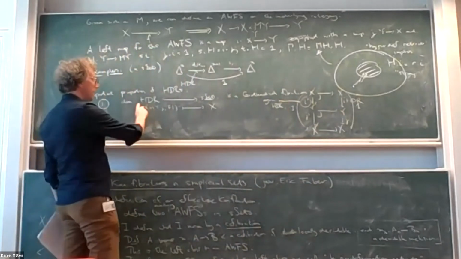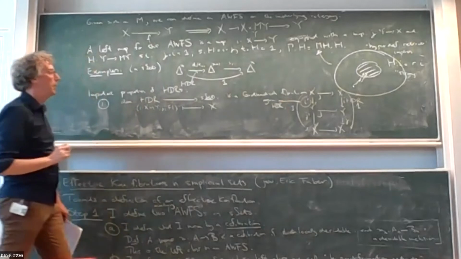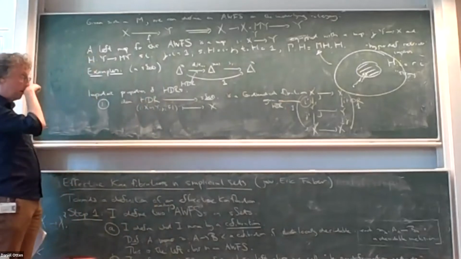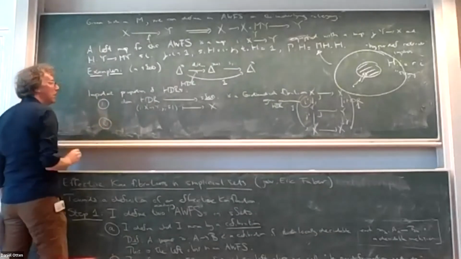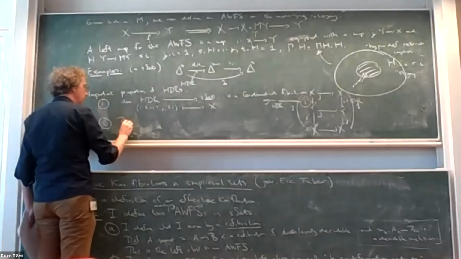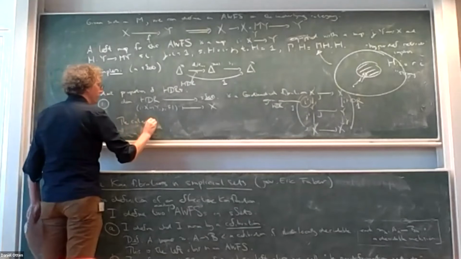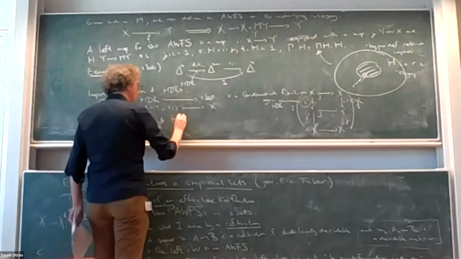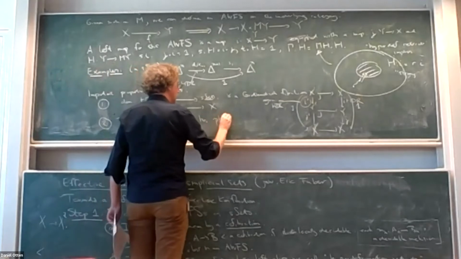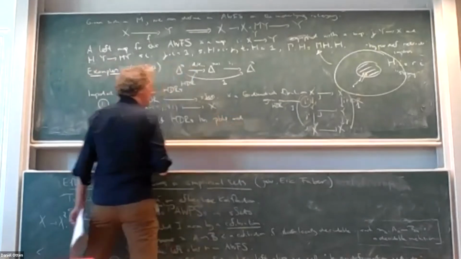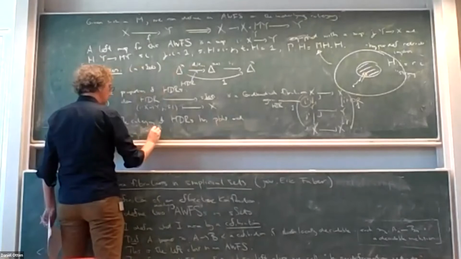It's neatly expressed by saying that this domain map is a fibration, a category of HDRs and pullbacks.